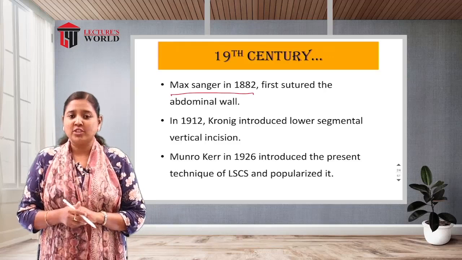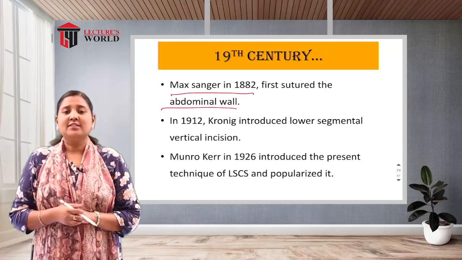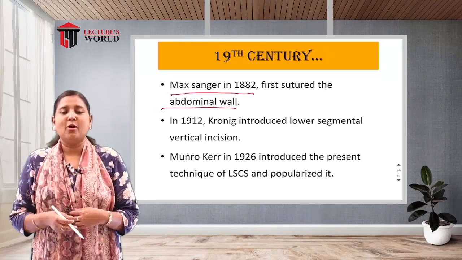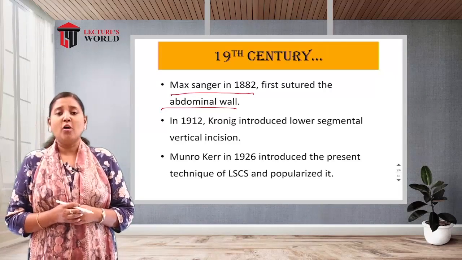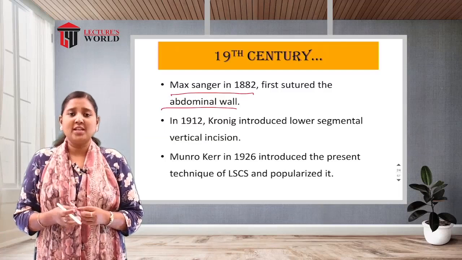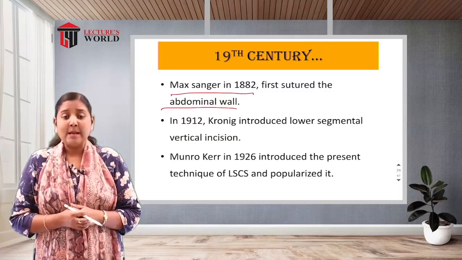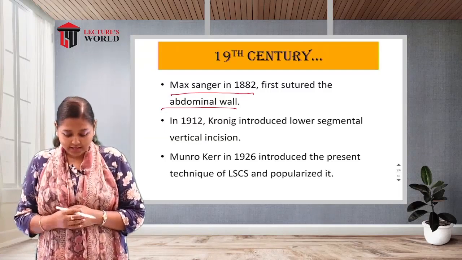He first sutured the abdominal wall. After cutting for the cesarean section and extracting the baby, the abdominal wall has to be sutured. So this was the first person to describe how to suture and what materials can be used, given by Max Sänger in the year 1882.